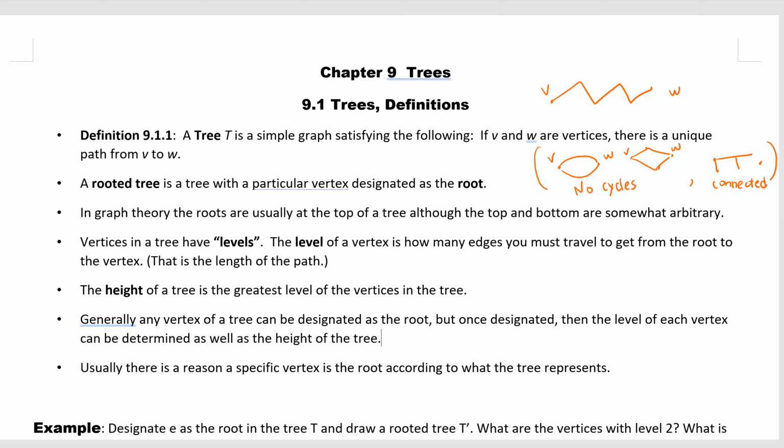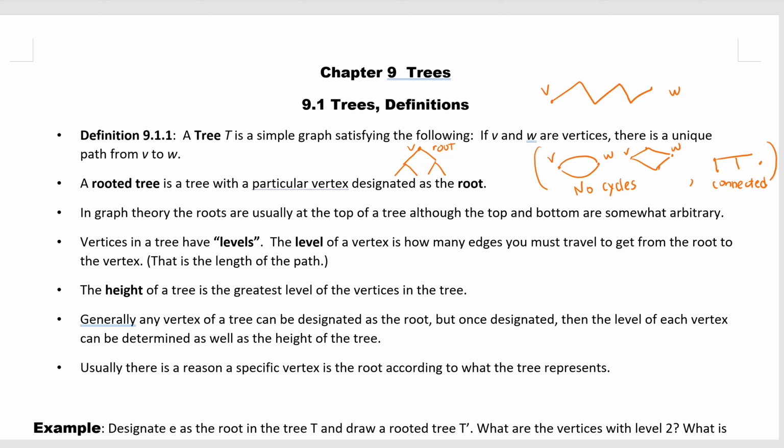Next, a rooted tree is a tree with a particular vertex designated as the root. So a rooted tree is really like a tree upside down, right? You have the root on top and then the branches down there. So we have a vertex designated as the root. In graph theory, the root is usually at the top of a tree, although the top and the bottom are somewhat arbitrary.